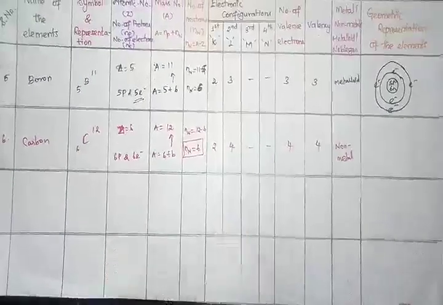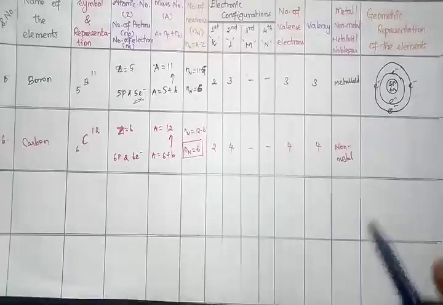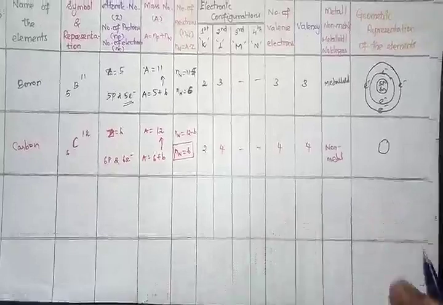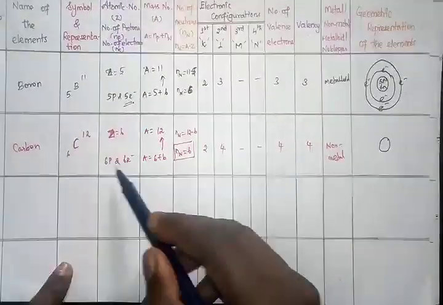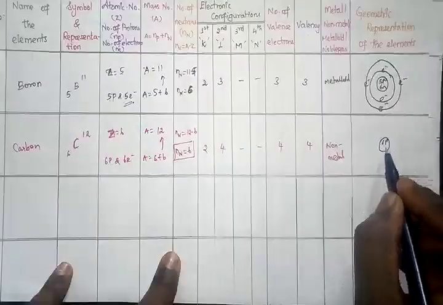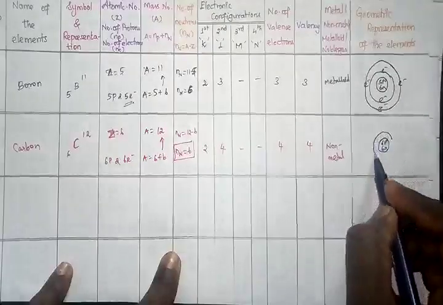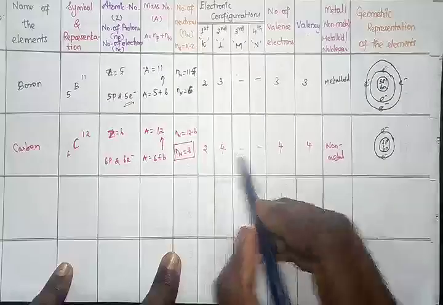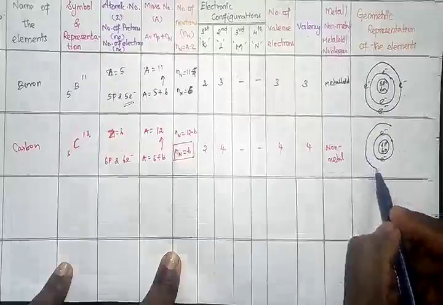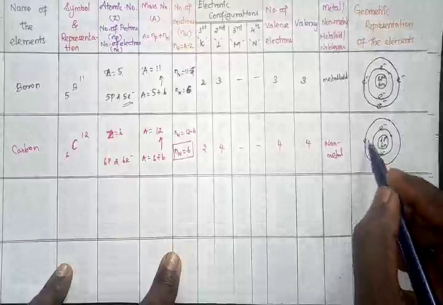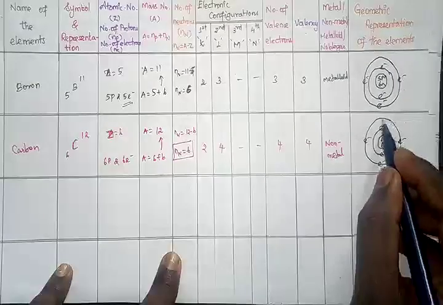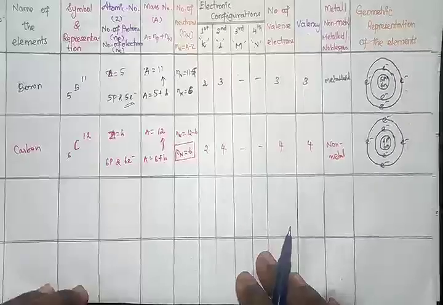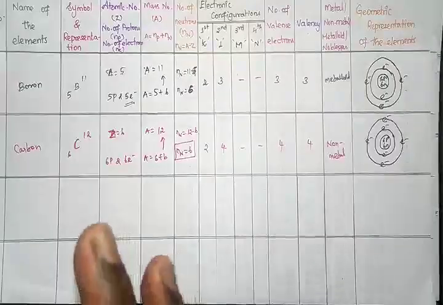So let us draw the geometrical representation of carbon now. First we draw the nucleus, which consists of 6 protons and 6 neutrons. So you write 6p and 6 neutrons. In the first shell you write 2 electrons, and in the next shell you write 4 electrons: 1, 2, 3, 4. This is the representation of carbon.